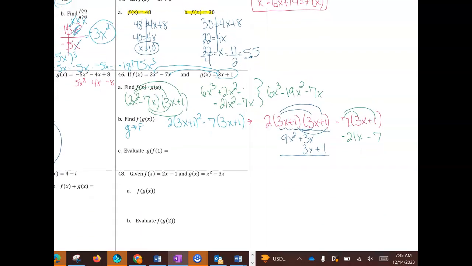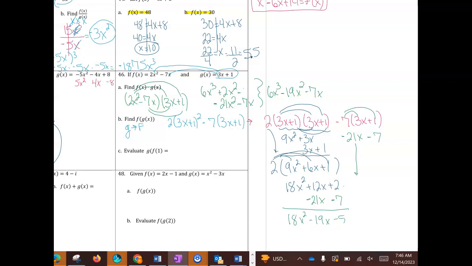Let's move this up. So now we're going to have 9x squared plus 6x plus 1. I don't want to forget about the 2. So 2 still needs to meet everybody. So I'm going to get an 18x squared plus 12x plus 2. And then I'm going to remember that the original half where I'm subtracting 21x. So I'll stack it. And subtracting 7, so I'll stack it. So my final answer for 46C is going to be this, 18x squared minus 9x minus 5. So let's write that here.